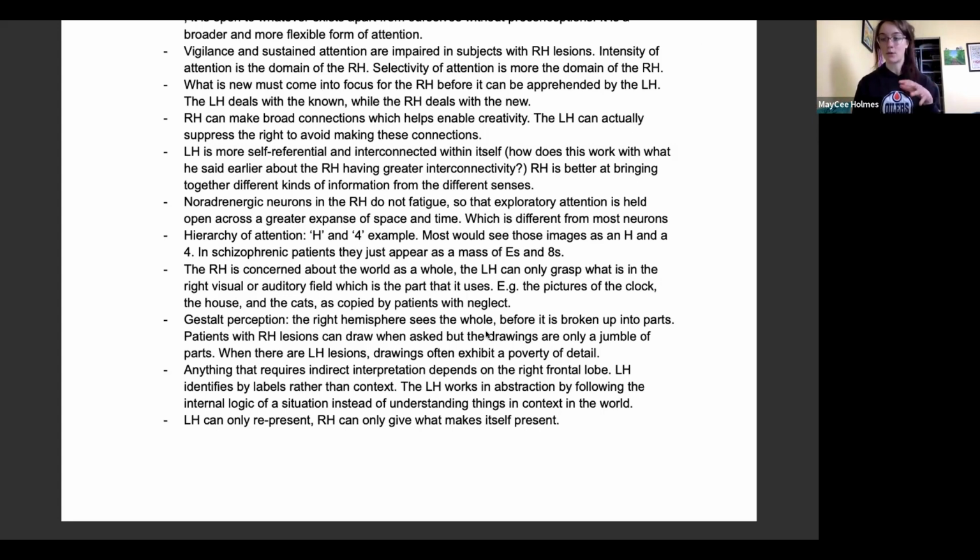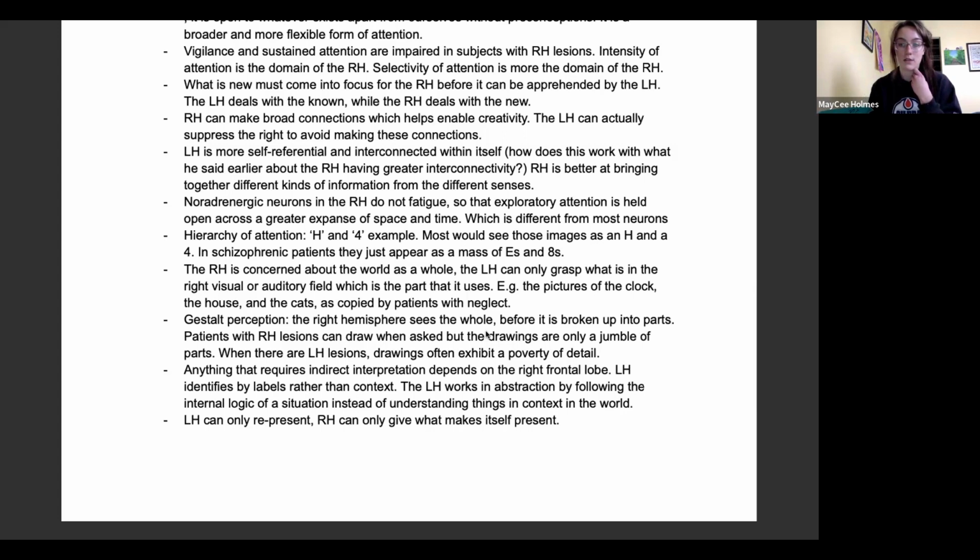So in that example, the left hemisphere is only able to see the bits, whereas the right hemisphere is able to see the whole. The right hemisphere is concerned with the world as a whole. The left hemisphere can only grasp what is in the right visual or auditory field.